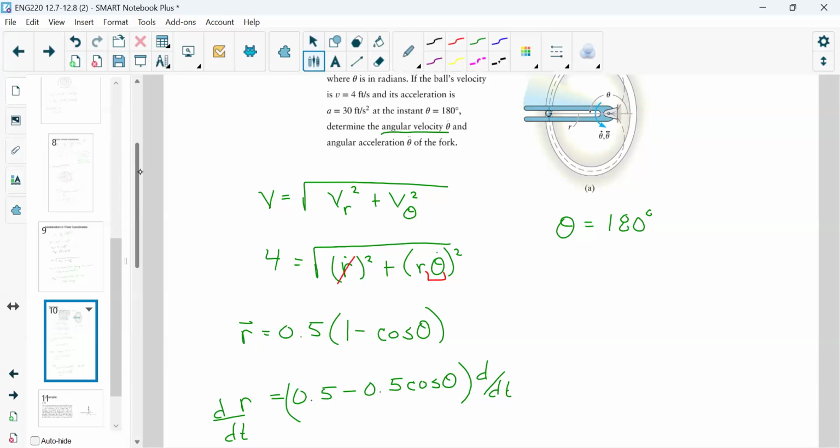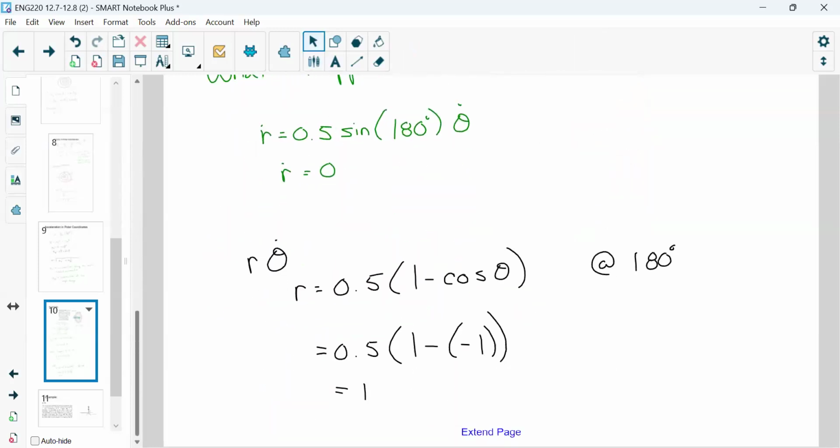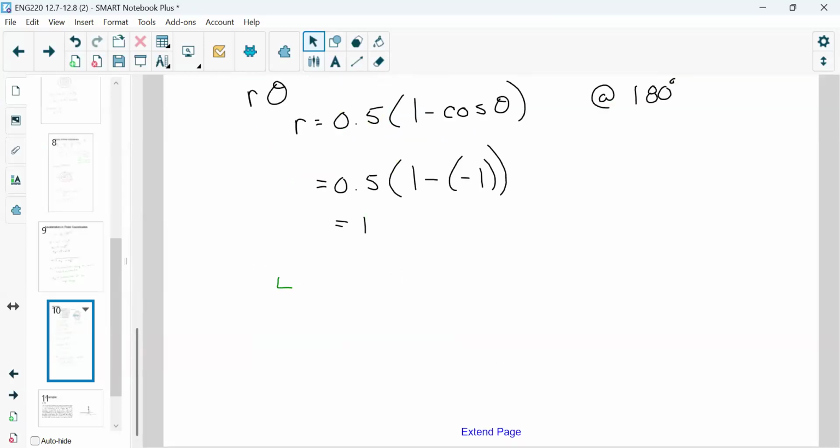What did we just find? We found that this is 0. We know this one is 1. So what is left over? And that is 4 equals the square root of 1 times theta dot squared. So theta dot is then going to equal 4, but that's only because we're at 180 degrees. Correct. Okay, now I didn't convert it to radians, probably should have, but the answer is then going to be in radians per second.